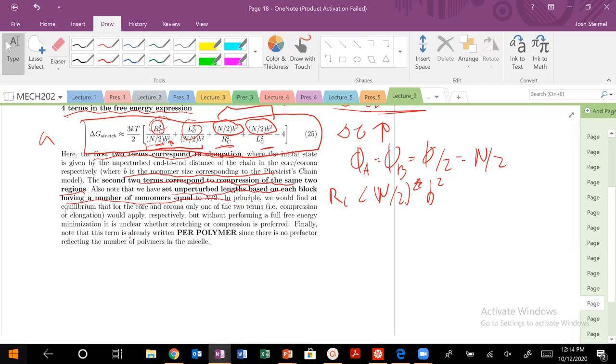So you're going to see that only two terms are going to appear, either compression or elongation for the core or corona respectively. But we don't know whether it's going to be stretched or compressed without doing the full free energy derivation. So the good thing about this derivation, it's already per polymer. So we don't need to worry about any prefactor or the number of polymers in the micelle.